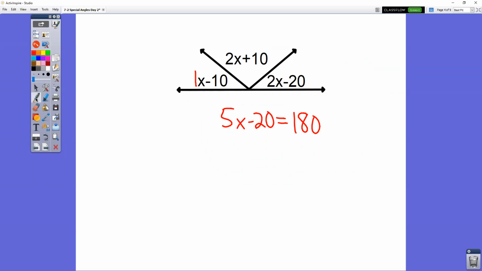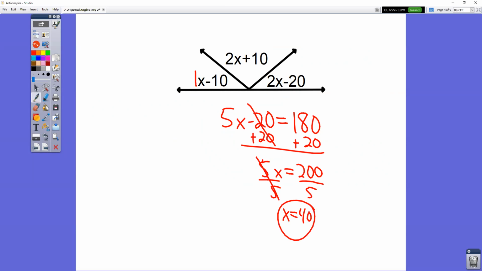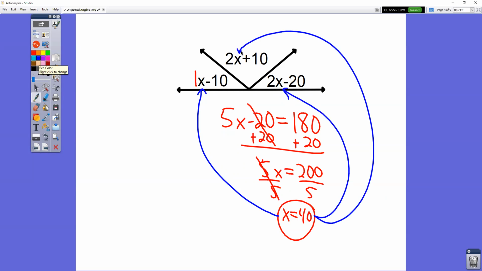It's just a 2-step equation. We want to try and get that 5x all by itself. So we want to do plus 20 and plus 20. So 5x equals 200. Divide by 5, divide by 5. x equals 40. Again, 40 is not our angle measurement. 40 is just what x is. We now need to take that 40 and sub it in for x, sub it in for x, and sub it in for x. So we're subbing it in 3 times because we have 3 different angles here.